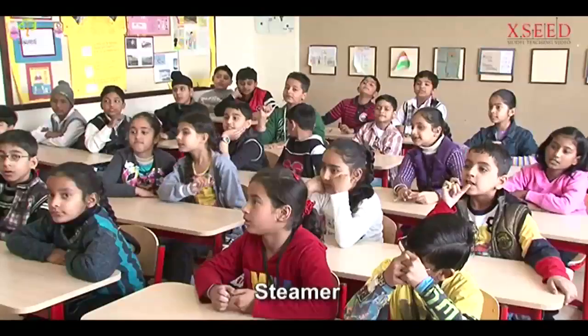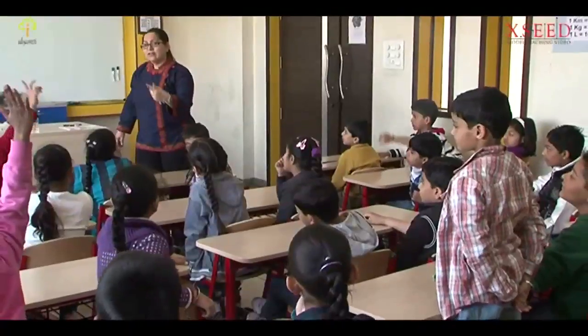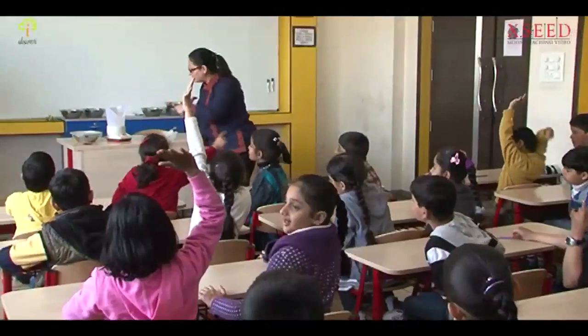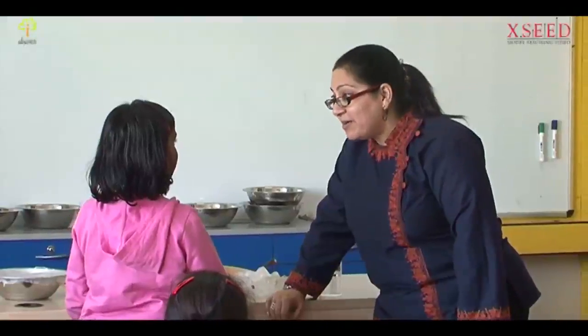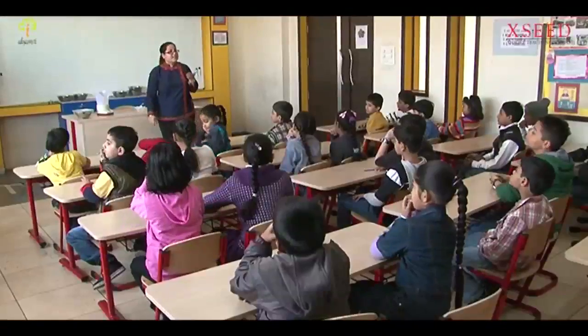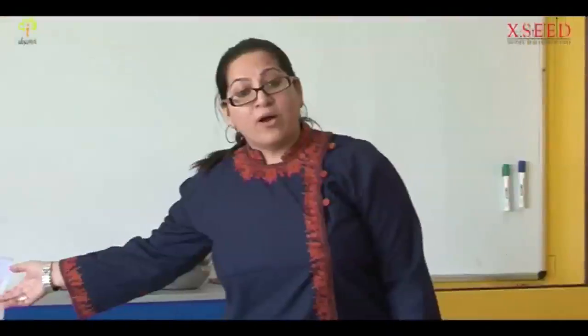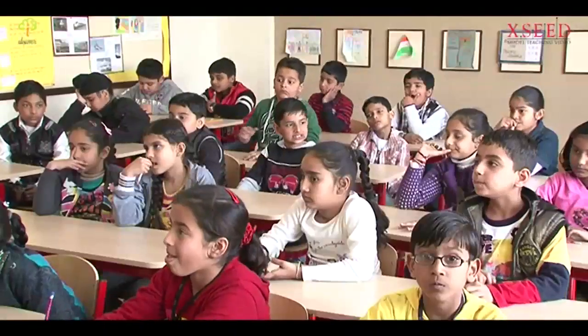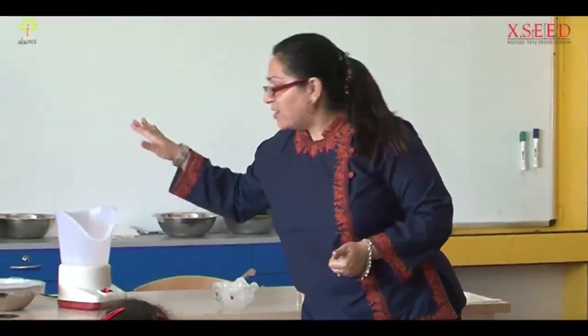What is this? Steamer. Can you see something coming out of the steamer? Air. You want to come near and look what's coming out of the steamer? Steam is coming out of the steamer. Now, what is steam? Liquid, solid or gas? Gas. And when water gets heated to high temperatures, water changes into gas, which we call water vapors or steam.